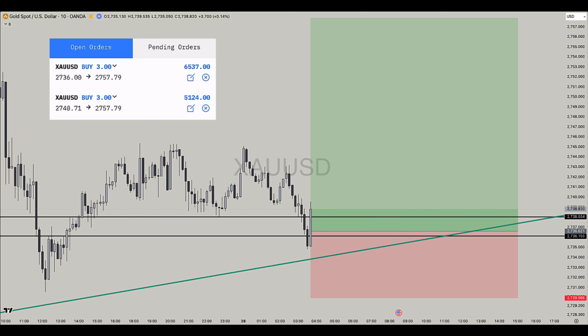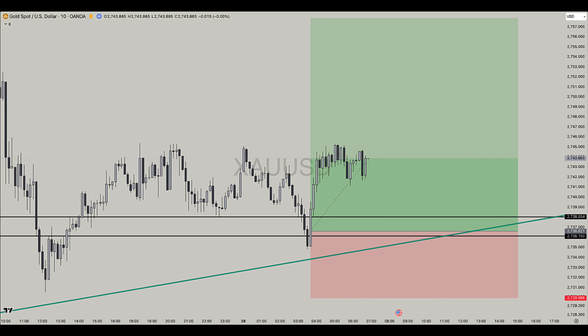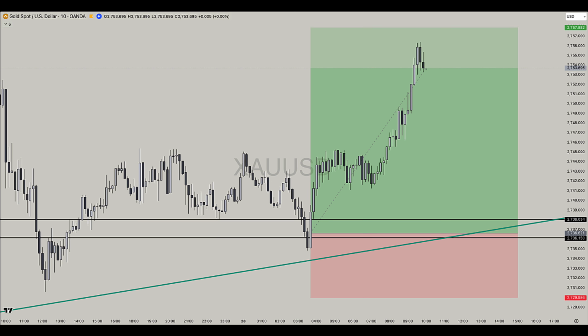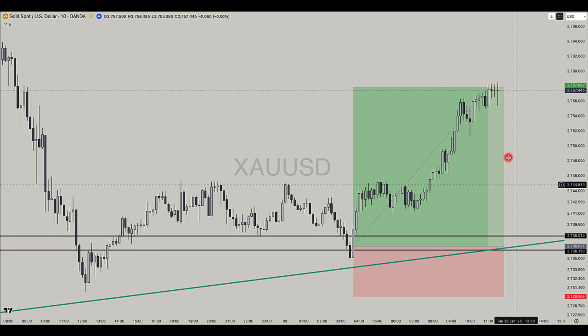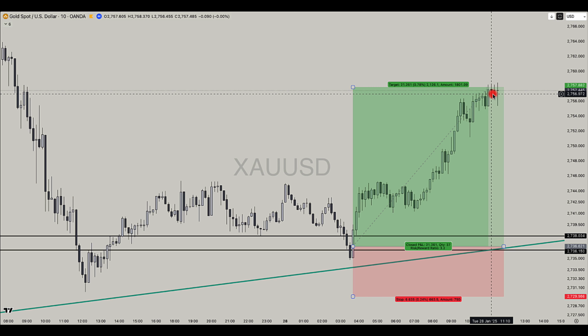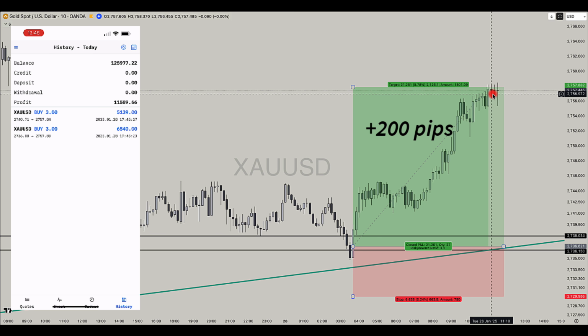And as this trade progressed, price hit our take profit target for both trades at 27.57, for 200 pips from our first entry, generating over 11,000 in profit.